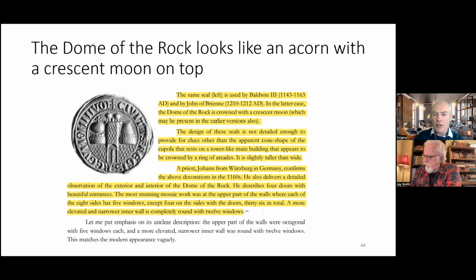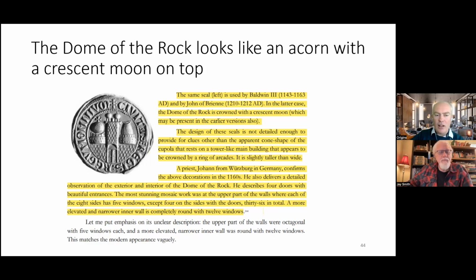A priest called Johann from Wurzburg in Germany confirms the above decorations in the 1160s. He also delivers a detailed observation of the exterior and interior of the Dome of the Rock. He describes 4 doors with beautiful entrances. The most stunning mosaic work was at the upper part of the walls, where each of the 8 sides has 5 windows, except 4 on the sides with the doors, 36 in total. A more elevated, narrow inner wall is completely round with 12 windows.